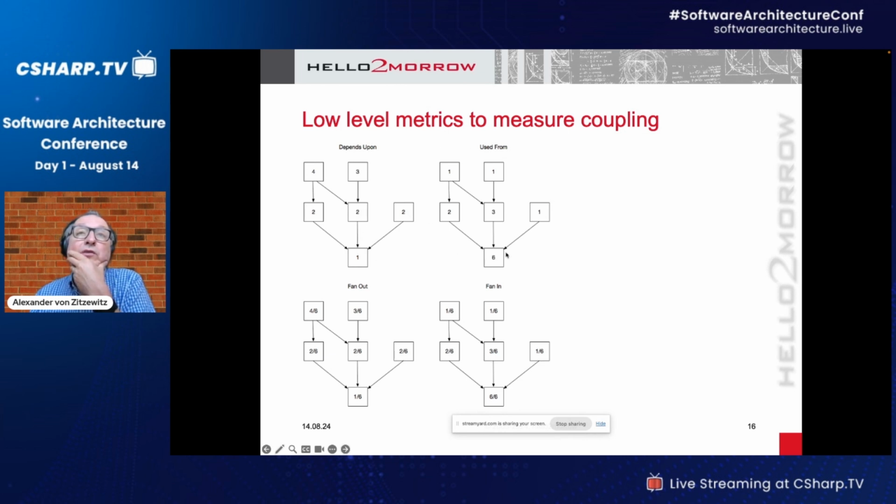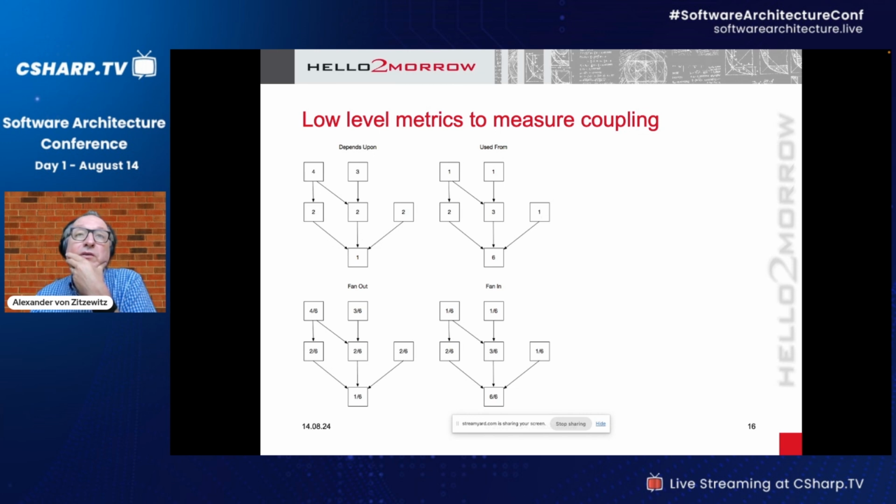There's a mirror metric called used from, which just turns the question around and asks how many people are using me directly or indirectly. Then the one on the bottom gets the biggest number, and the smallest numbers are on the top here because it's only used by themselves.